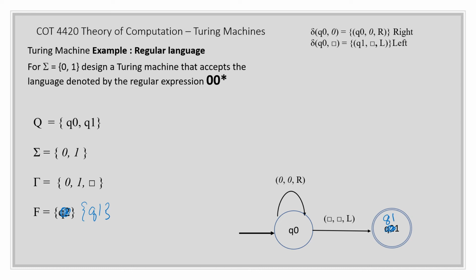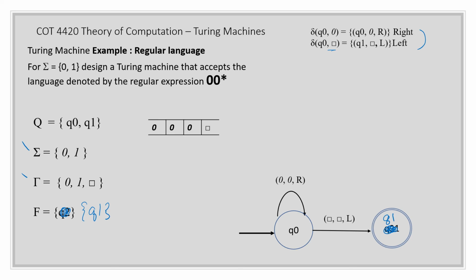So we have our two states, Q0 and Q1. We have our alphabet, which is 0, 1. We have our tape alphabet, which is 0, 1, and the blank. And we have our final state, or accepting state, which is Q1. We have two transitions. If you are in Q0 and you get a 0, you stay in Q0 and you move right along the tape. If you are in Q0 and you encounter a blank, you move to Q1 and you move left back on the tape.